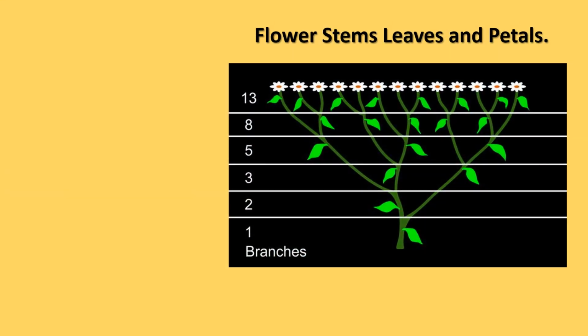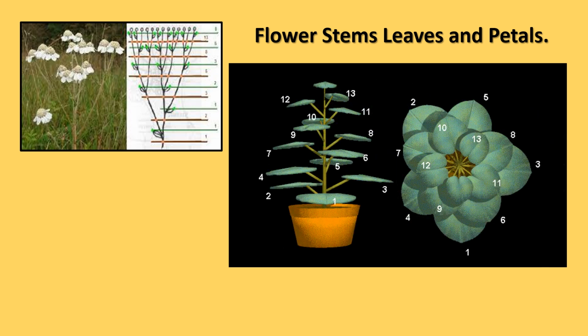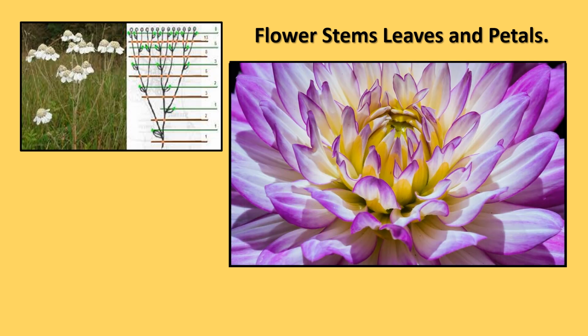Flower stems, leaves and petals. So we can see the Fibonacci sequence in the stems and the leaves. And we can even see the way it spirals when the leaf grows. It goes in a sequence, spirals around. So you see there 1, 2, 3, 4. It goes round in a spiral. So it's incredible design. And it all comes from the information in the DNA.